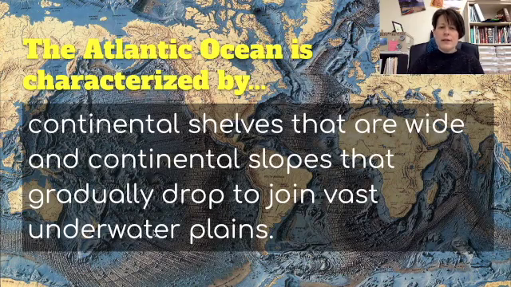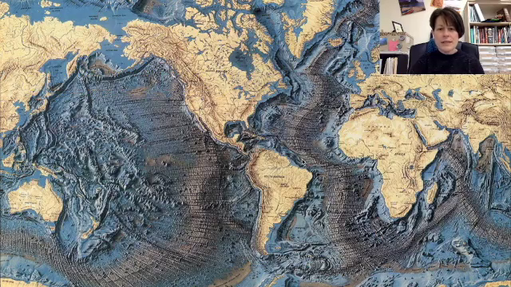So let's compare the Atlantic Ocean to the Pacific Ocean. The Atlantic Ocean is characterized by continental shelves that are wide and continental slopes that gradually drop to join vast underwater plains. So there are a lot more plain type areas underneath the Atlantic Ocean than there are in the Pacific Ocean. And we can see that there are plains here. Now, this is the mid ocean ridge, but on either side there are plains. If you look over here at the Pacific Ocean, you just don't see those plains so much as you do in the Atlantic Ocean.